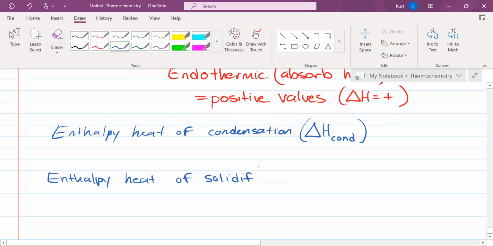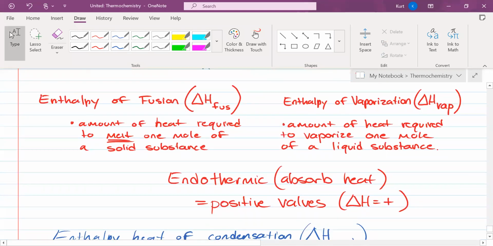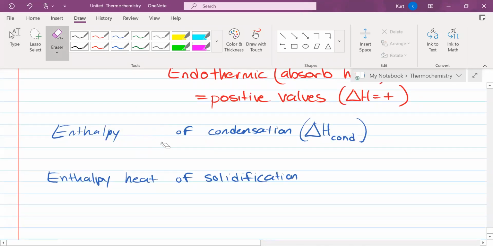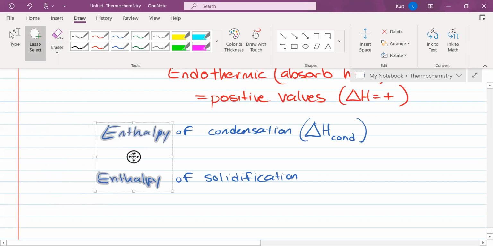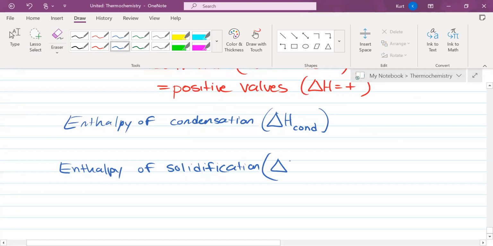Why is it enthalpy heat? I thought enthalpy already said heat. Oh, did I say something different? I guess, yeah, that was just a force of habit. You don't have to put enthalpy or heat in there. This is going to be delta H subscript SOLID.